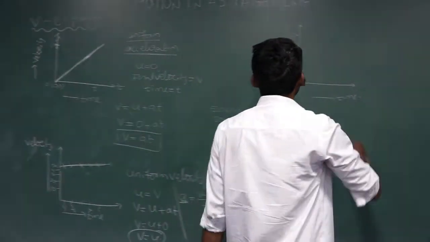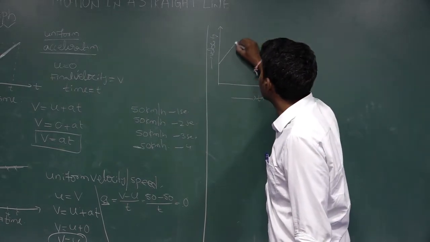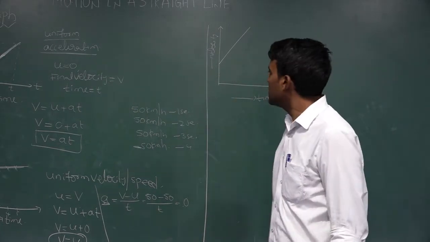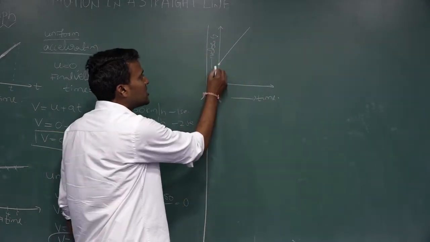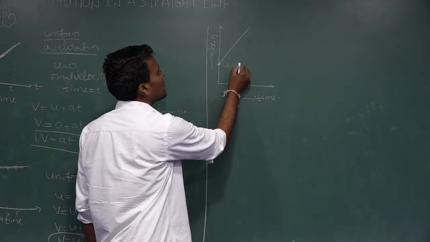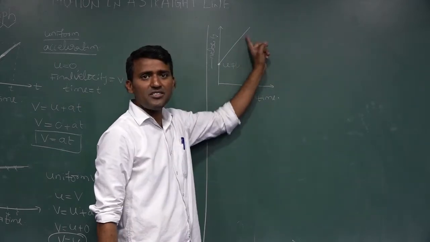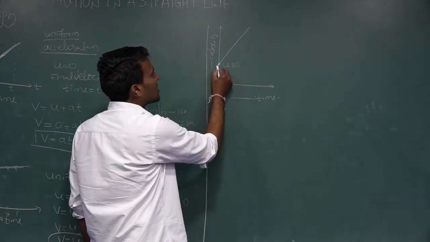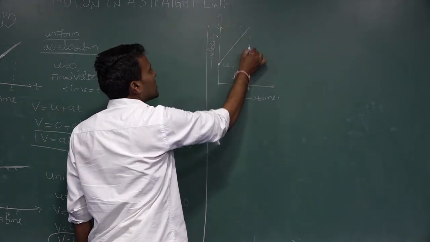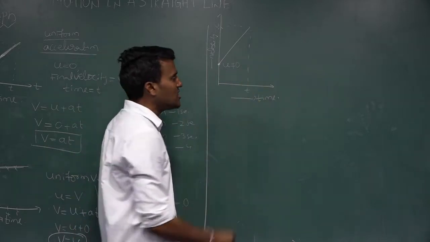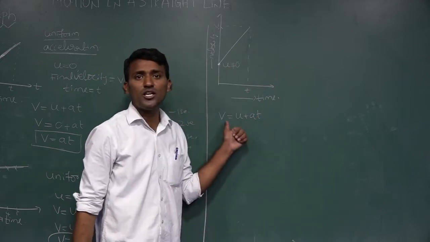Next one, velocity and time graph. Again, I am taking a velocity and time graph. If the line is coming like this, it means there is a y-intercept. At that moment the initial velocity is not equal to 0, but it is uniform velocity. So initial velocity is u, final velocity is v, in a time interval t. You can write v equals u plus at. This equation represents v equals u plus at.